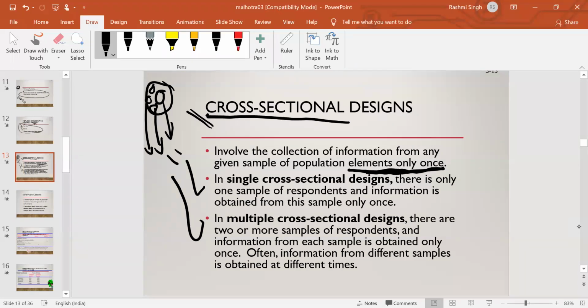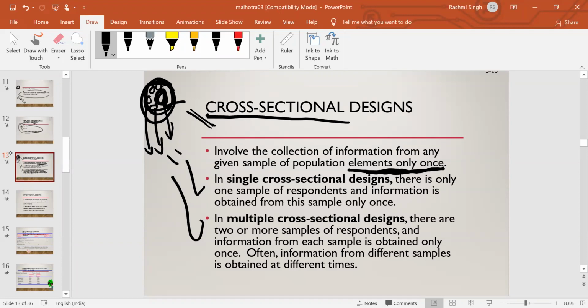Cross-section, every time you will collect data only once. From each sample, you will collect data only once. After that, you will not collect any data. If from your defined set of population you choose only one sample, then it is a single cross-sectional. If from the defined set of population you took 3, 4, or 5 different samples and collect data from those 5 different samples, then that is known as a multiple cross-sectional design.